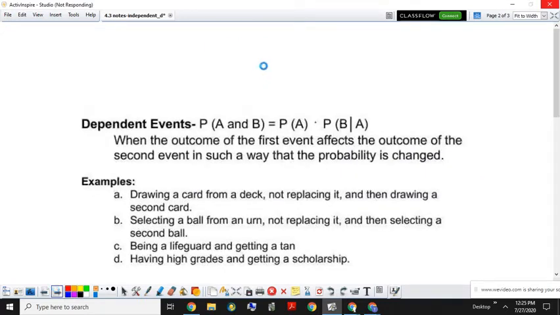Dependent events are still an and, so we're still going to multiply. And if I cover this up, there's your independent that you just did. You did the probability of A times the probability of B. Now we're going to consider this one to be dependent. So let me erase that, what I just did.